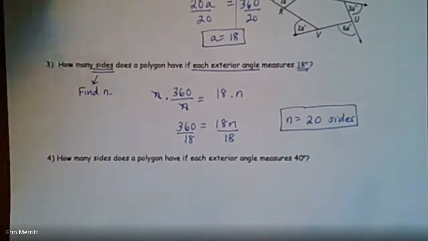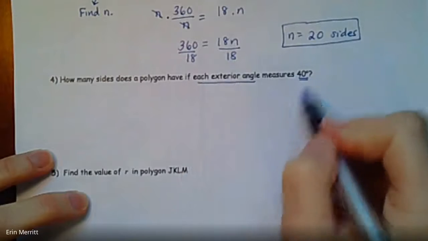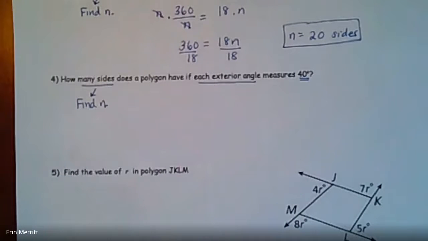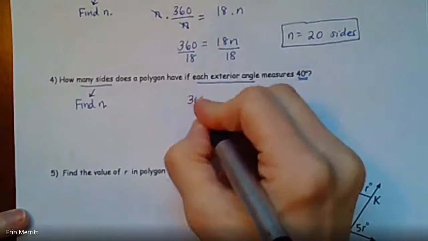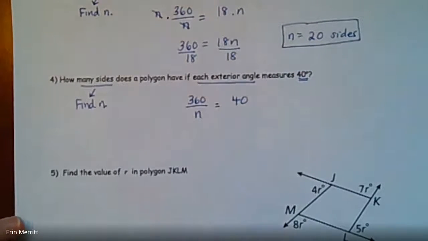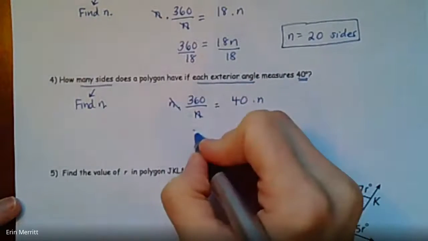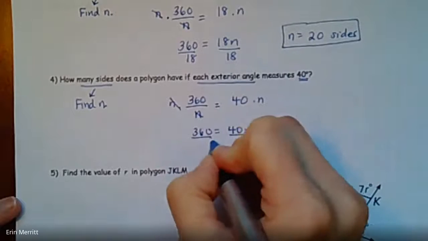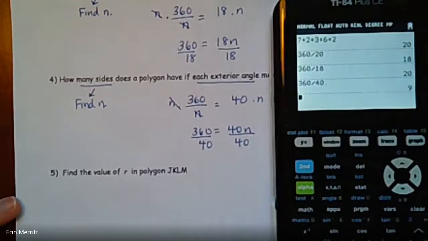All right, for number 4, same type of question. How many sides does the polygon have if each exterior angle is 40 degrees? So if we're saying how many sides, I want you to find n. So we're going to do the same setup because they're giving you a single exterior angle. So I can go 360 over n, and then this time equals 40. Right? I would do the exact same thing. If I multiply both sides by n, that'll get rid of it here. And then I would have to divide by 40. So if I get my calculator and go 360 divided by 40, I get 9.